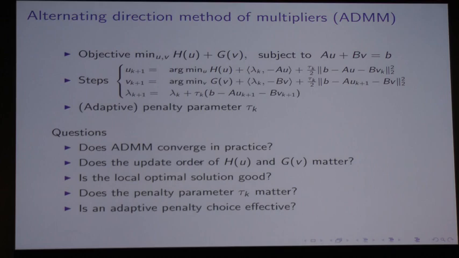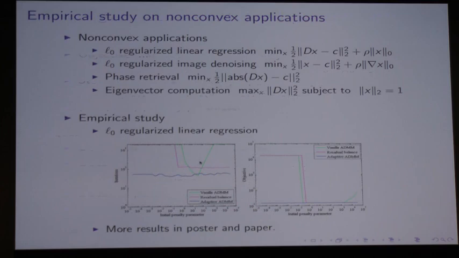So we propose to study these questions for non-convex problems. Does ADMM converge in practice? Does update order matter? Is a local minimum good? Does the penalty parameter matter?